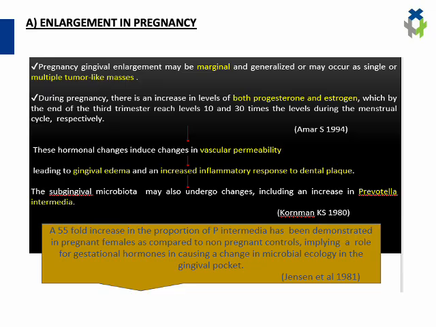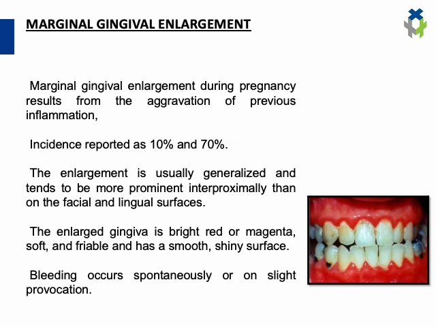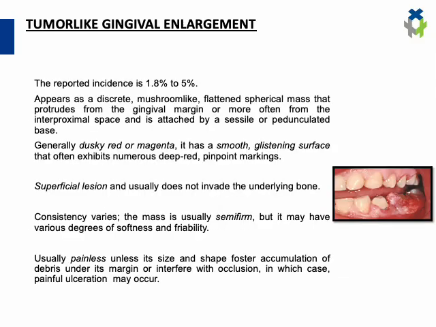The subgingival microbiota may also undergo changes, including an increase in Prevotella intermedia, mentioned by Kornman et al. in 1980. Marginal gingival enlargement during pregnancy results from the aggravation of previous inflammation. The incidence is reported as 10 to 70%. Tumor-like gingival enlargement: the reported incidence is 1.8 to 5%.